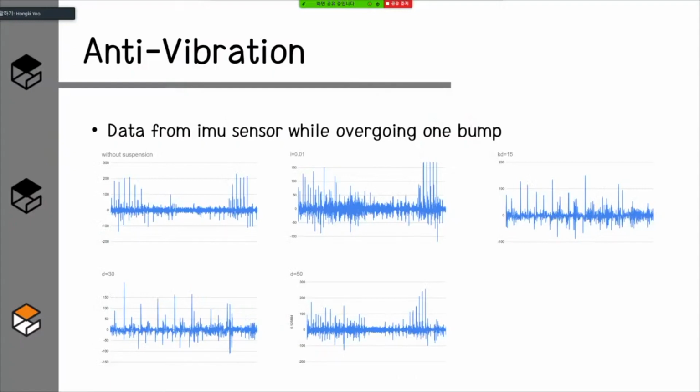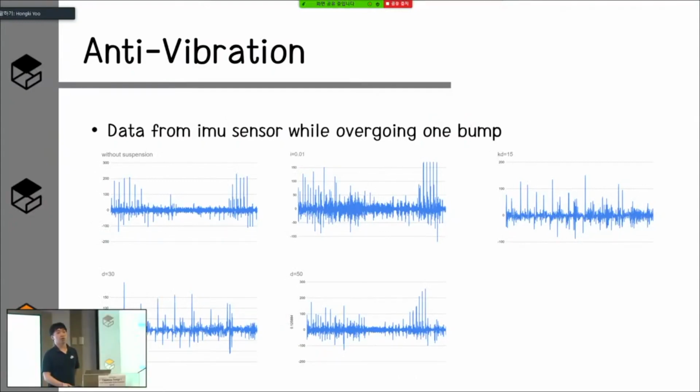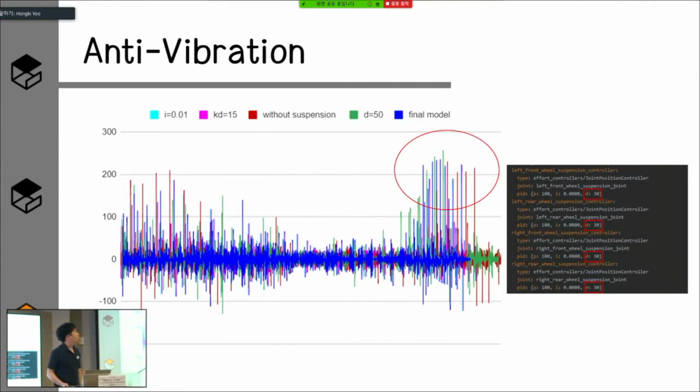And this is the data from the IMU sensor when we made the robot overcome one bump while changing the parameters. When we collect that data in one graph, we can see that when we set the PID values like that, it has the least maximum overshoot. So we tried to use this model.